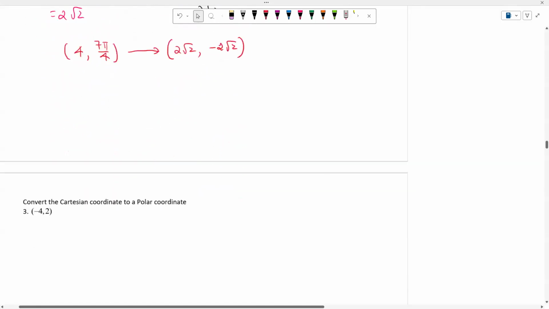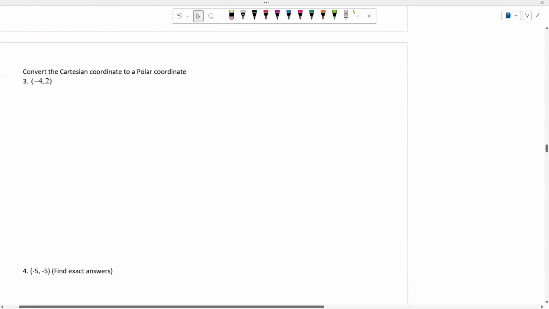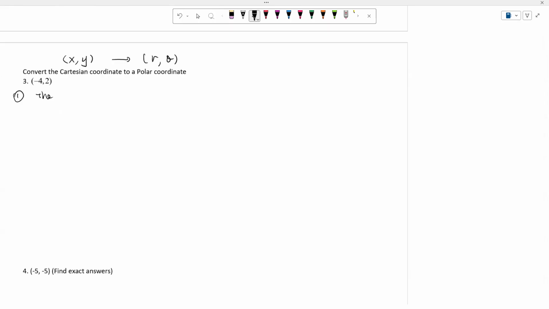Okay. And now I would like to convert from Cartesians, meaning from xy, to polar, r and theta. Now to do this, what I would like to do is first, I would like to locate the point.